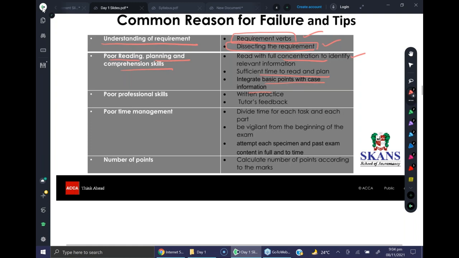And yes, the last thing, which says integrate basic points with case information, is basically that students should be alert for links between different exhibits, reinforcing significant issues. For example, there were ethical issues to be discussed in the September 2018 exam. They could also use reference from the ethical risk of the company highlighted in another exhibit. So sometimes you have to get the information from multiple exhibits, but that clearly means that you have to read the question with full concentration.